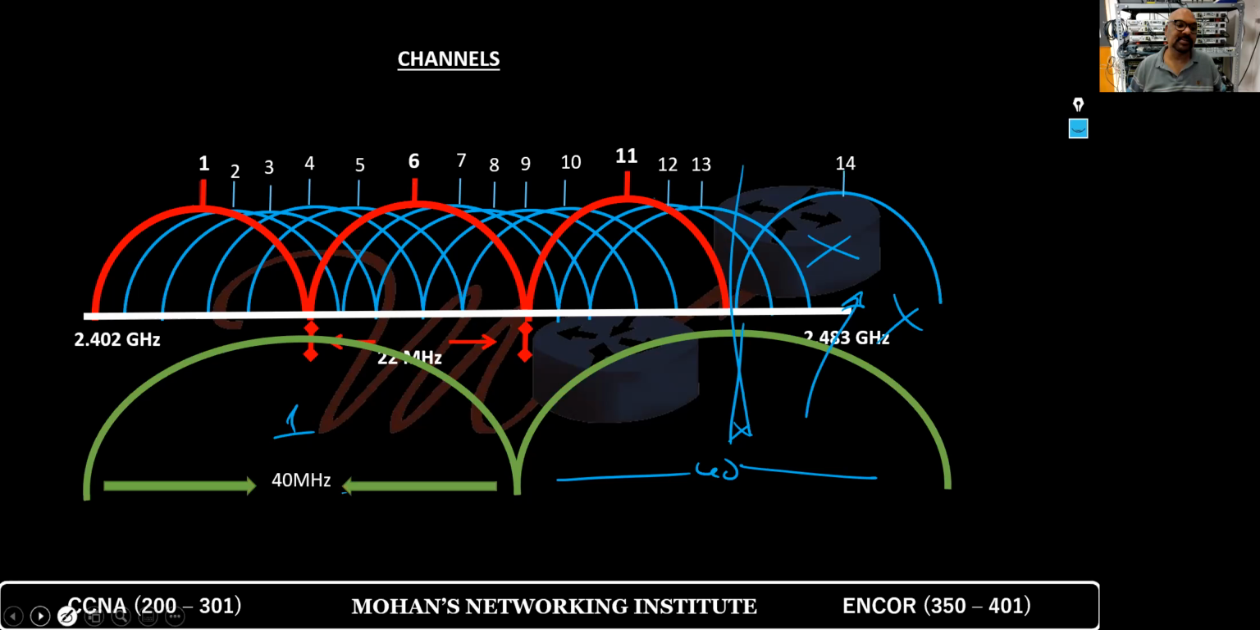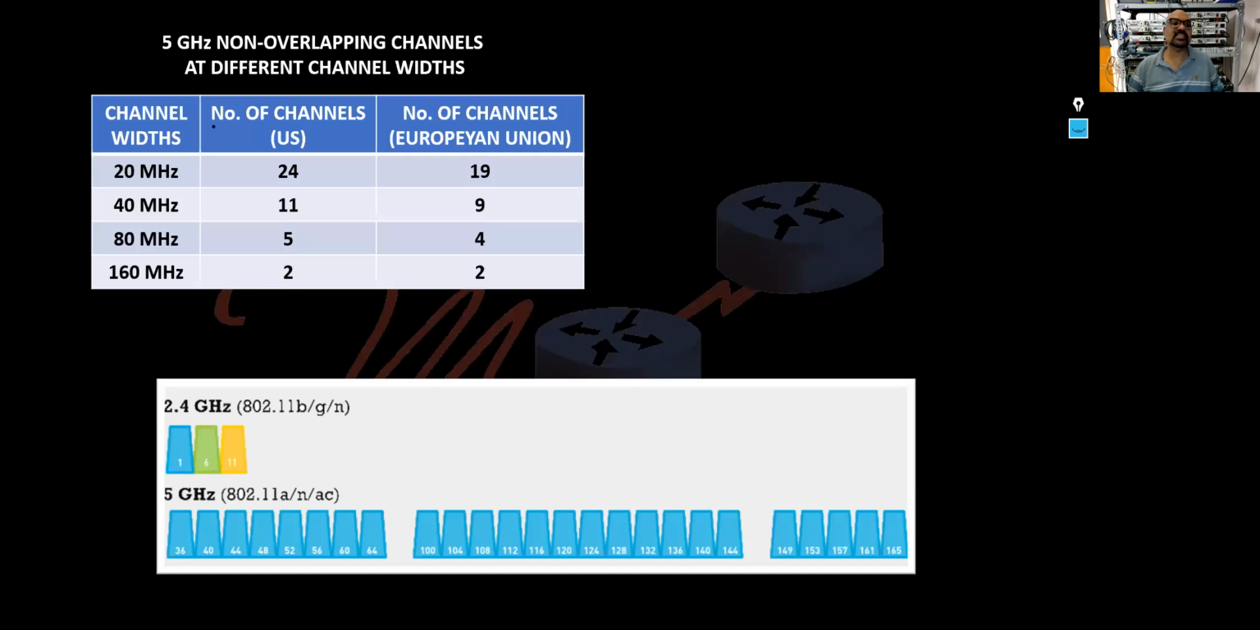Do you understand? Now, see this, these are the figures. 2.4 gigahertz, 20 megahertz, you have 14 channels in the US, Europe, and 13 in the European Union. If it is 40, I'm talking about 5 gigahertz. Why? 2.4 gigahertz is like this. 5 gigahertz we have seen, right?